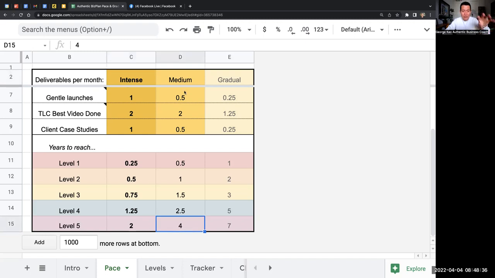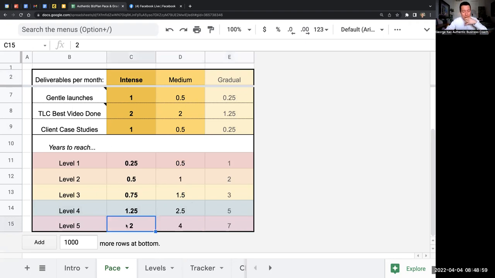4 years to reach level five if you're in the medium mode, meaning it'll take you 4 years to have your business pay for everything in your life. It takes 4 years if you take the medium mode. And if you're in the gradual mode, it probably takes more like 7 years. Again, these are not magical numbers. These are not guarantees. I'm just giving you estimates of how long it probably takes some people, okay?